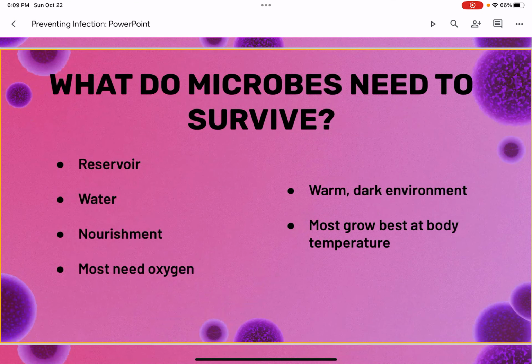Microbes need a reservoir to survive. The reservoir is the place where a microbe lives and grows. People, plants, animals, soil, food, and water are common reservoirs. Microbes get water and nourishment, two other things they need to survive, from the reservoir. Microbes also need a warm, dark environment, most need oxygen, and most grow best at body temperature. Microbes are destroyed by heat and light.